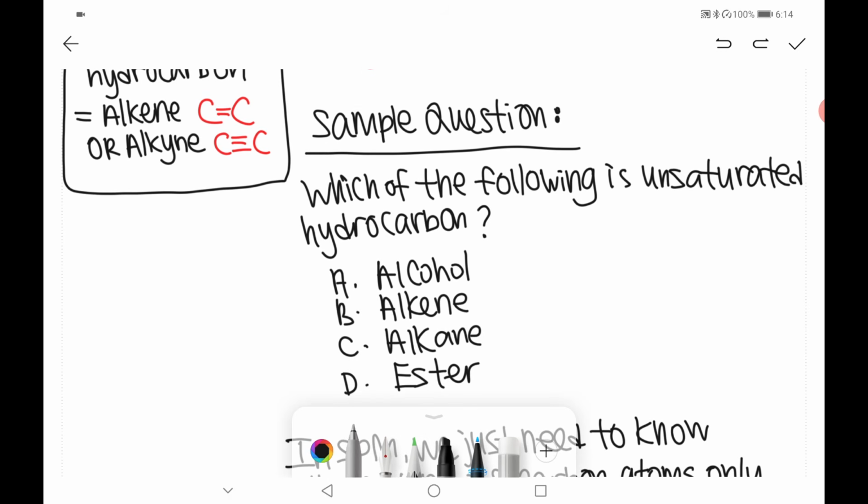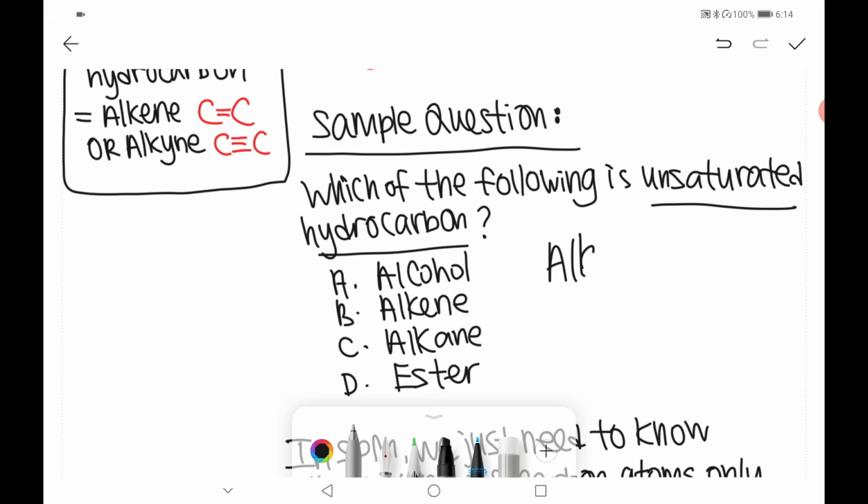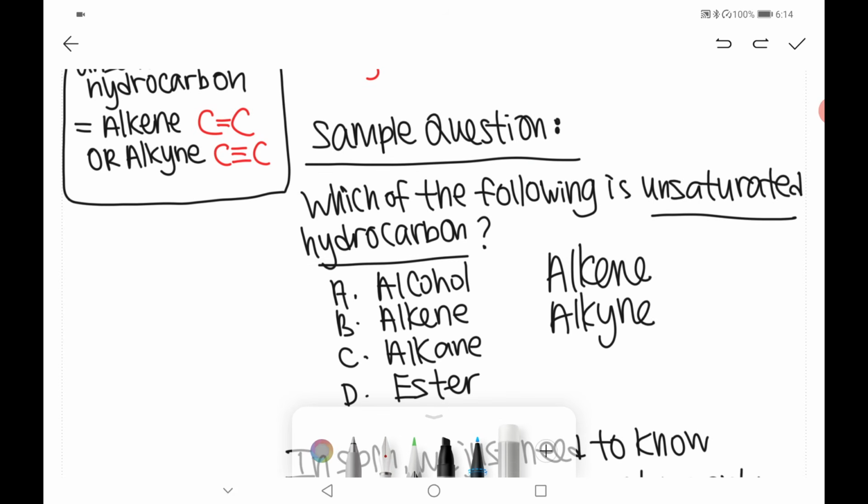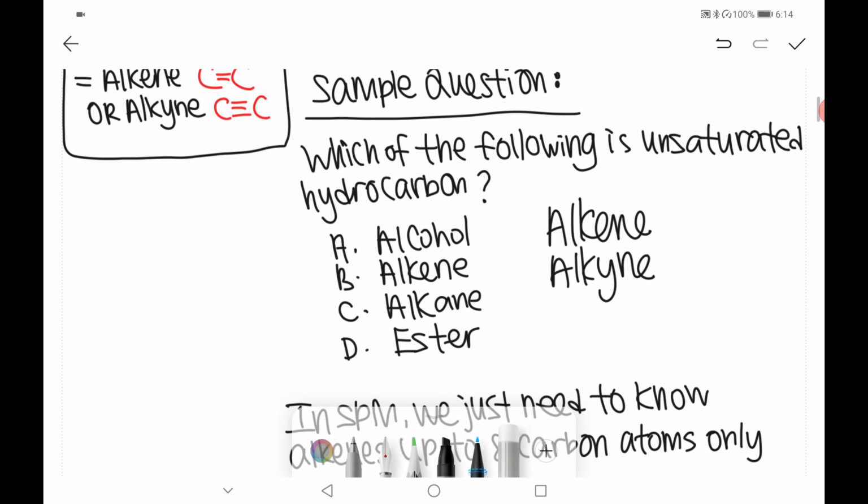Which of the following is actually unsaturated hydrocarbon? When you see the word unsaturated hydrocarbon, it has two possibilities. It must be alkene or alkyne, which you can see here. Unsaturated hydrocarbon can be alkene or alkyne. So in this question, we can see that the answer is alkene.